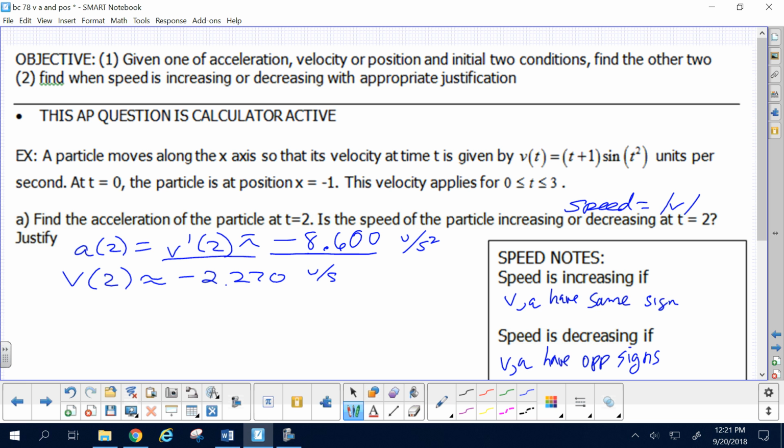All right. So then to answer the question, is the speed of the particle increasing or decreasing at time 2? It's moving left, and it's accelerated left, and so we say the speed is increasing. The speed is increasing because what? Yes, V of 2 and A of 2 have the same sign. Okay? Is that clear? Okay.